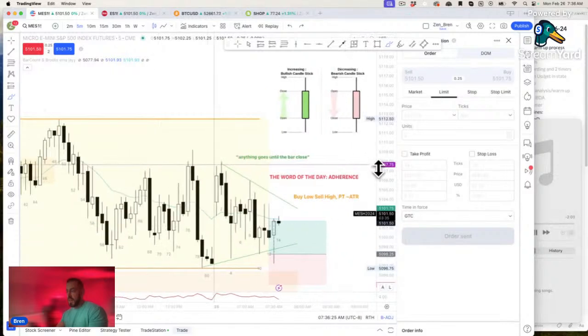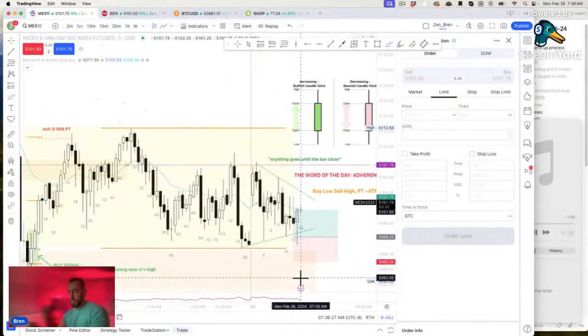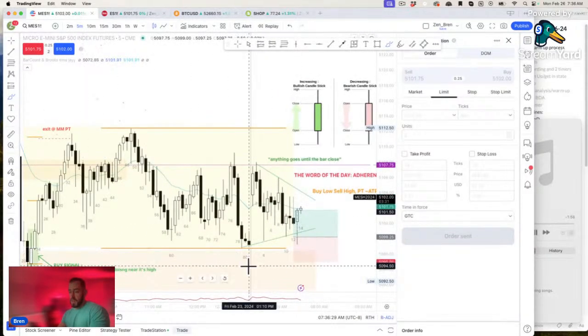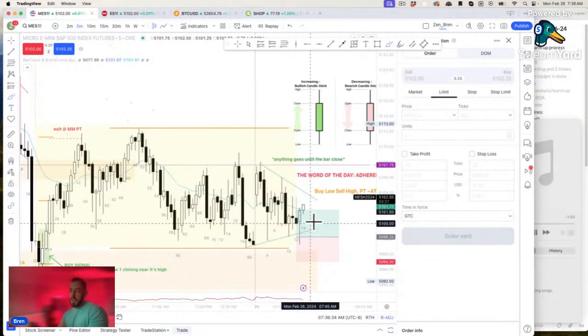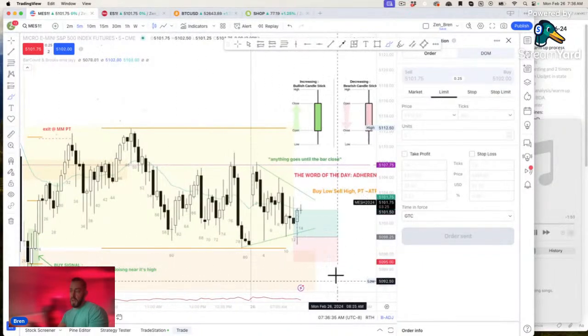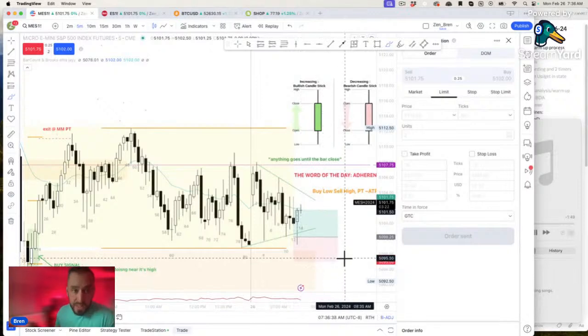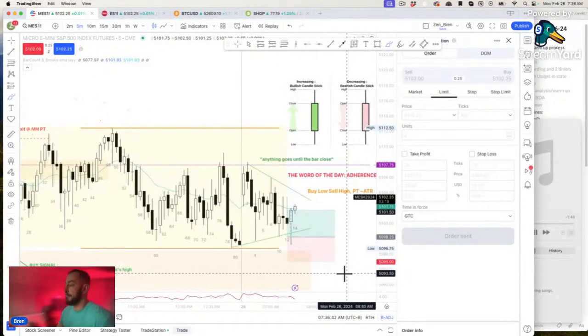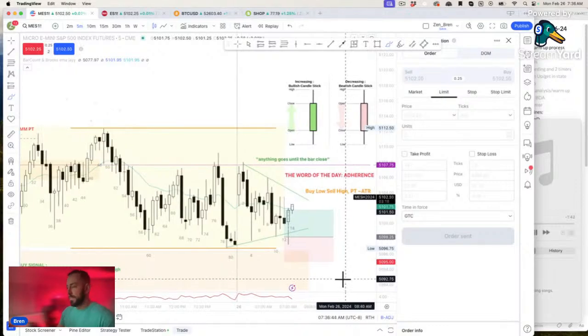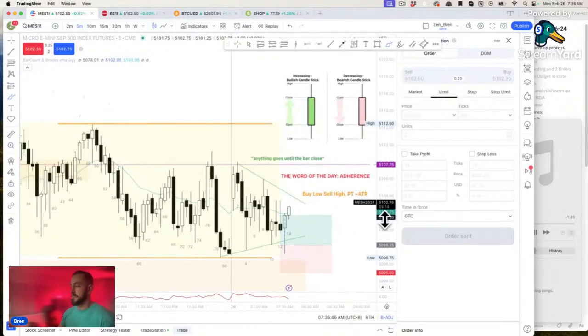So like I've been saying, this is a support zone, right? I bought down here yesterday. And then look, we're actually making higher lows. So there's buyers down here. We can tell that. Man, that was a great entry.